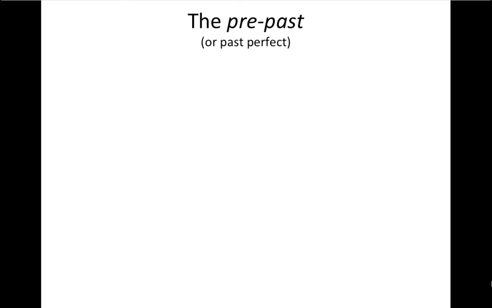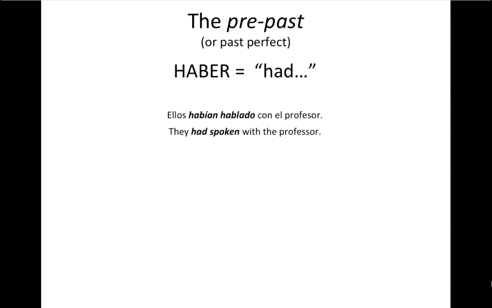The pre-past or past perfect, as it's talked about in some books. And in Spanish, it's called antepretérito. In other words, an action that occurs slightly before something in the past. We say in English, had. For example, ellos habían hablado con el profesor. They had spoken with the professor.